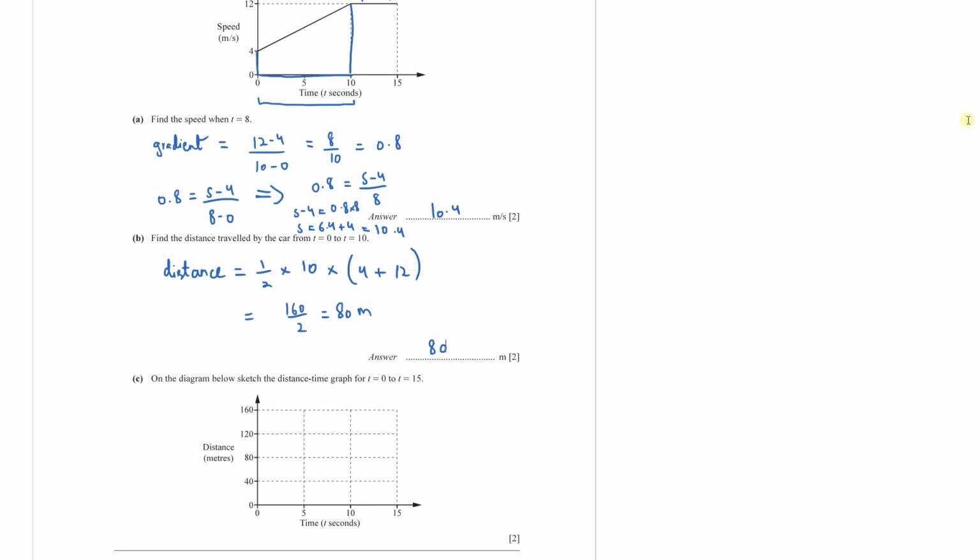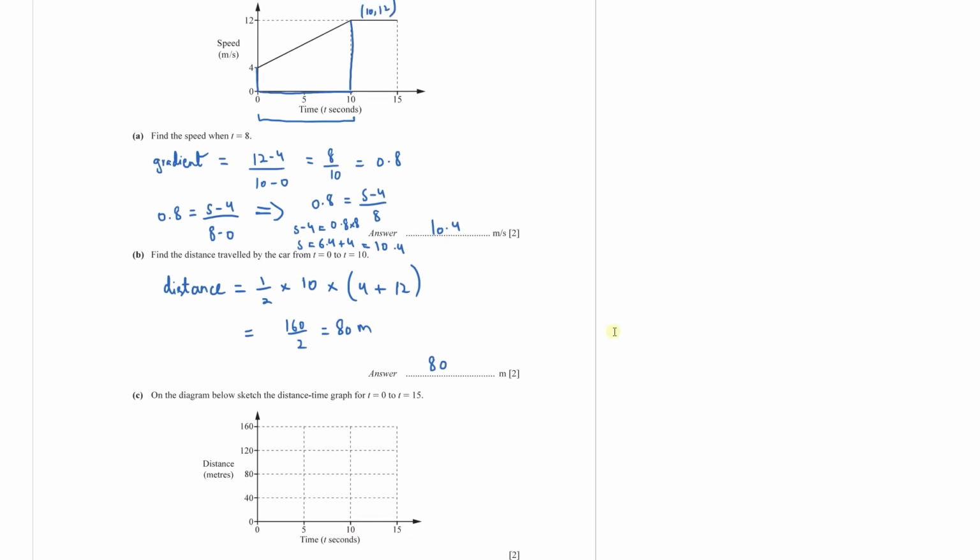So let's move on to the next part, which is: on the diagram below, sketch the distance time graph from t equals to 0 till t equals to 15. We already know that in the first 10 seconds, from t equals to 0 till 10, the distance traveled is 80 meters. So at t equals to 10, you will have a point here on the graph, which is at 80 meters. Let me just put a dot here so that once I draw the graph, it does not interfere with the graph. So I know that at 10 seconds, the distance traveled is 80.